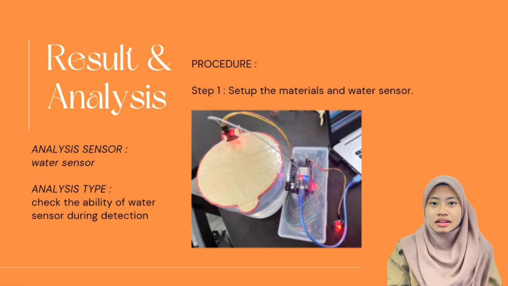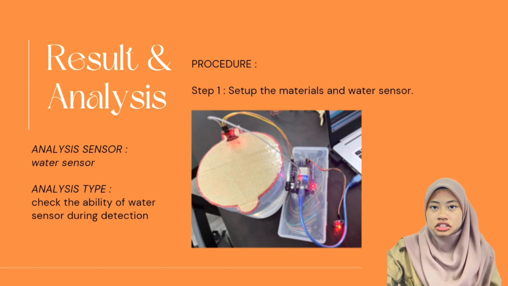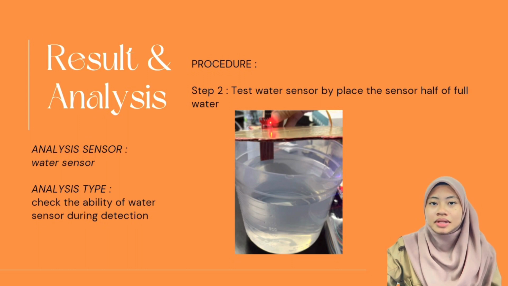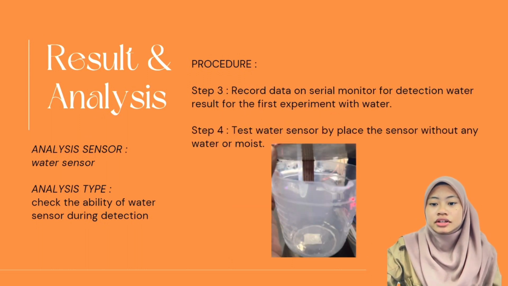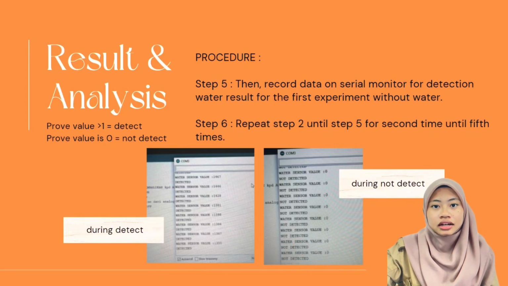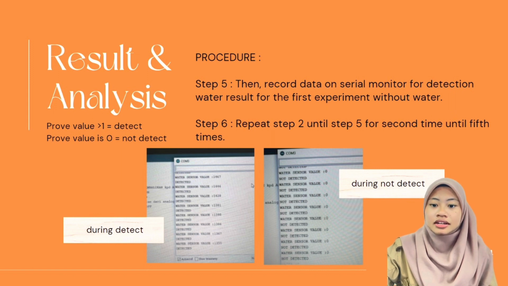The result and analysis for the water sensor. We check the ability of the water sensor during detection. Step 1, set up the materials and the water sensor. Step 2, test the water sensor by placing the sensor in half-full water. Step 3, record the data on the serial monitor for the water detection result for the first experiment with water. Step 4, test the water sensor by placing the sensor without any water or moisture. Step 5, record the data on the serial monitor for the first experiment without water. Step 6, repeat step 2 until step 5 up to 5 times. This is the serial monitor display during detection and during no detection.